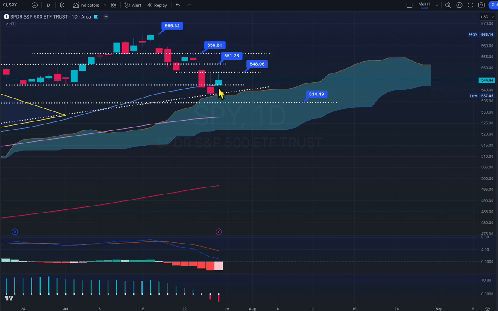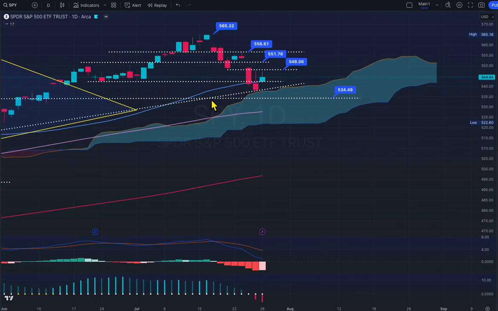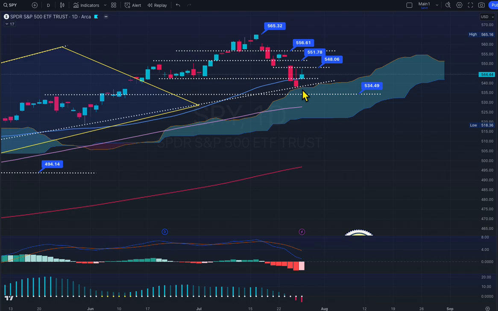Then again Friday, we tried to push through the resistance, and this is the daily chart, okay? So the market did try to bounce off the cloud, rejection, again trying to bounce, rejection. So 548 is your resistance, folks, right there. We bounced off of the cloud condition, which is right there.